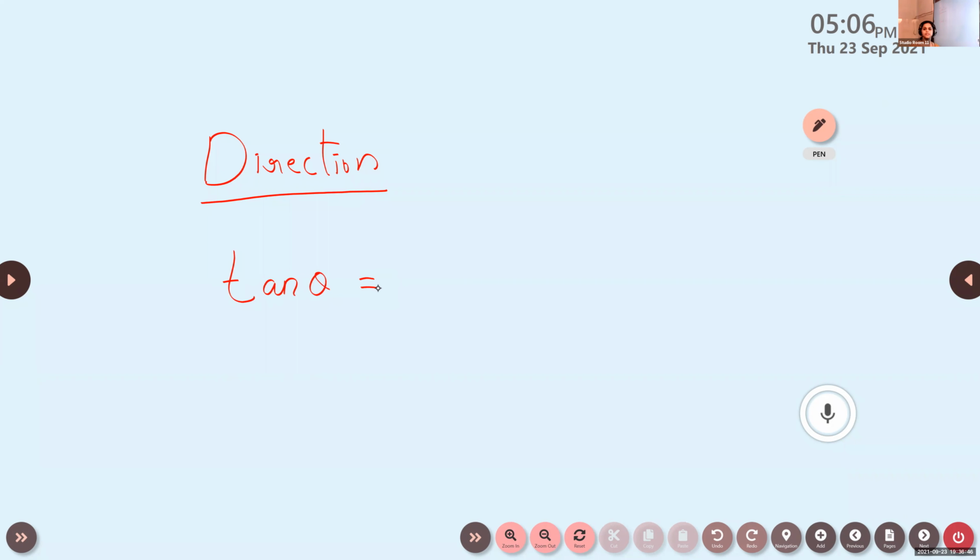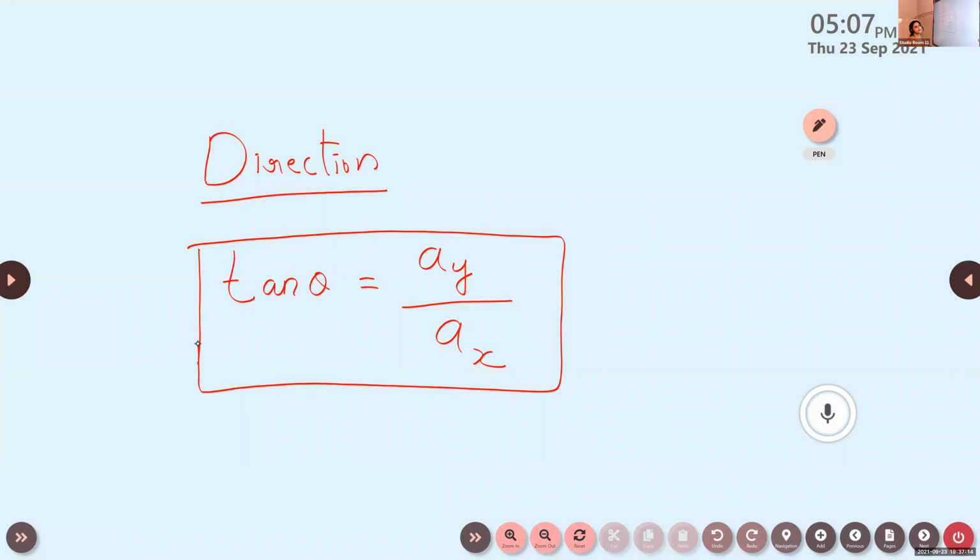Correlate it with the velocity direction that we calculated for the velocity vector. If it is a velocity, yes. Yes, very good, Malavika. Tan theta is equal to ay by ax. The component of acceleration along the y-axis and acceleration along the x-axis. Tan theta is equal to ay by ax.